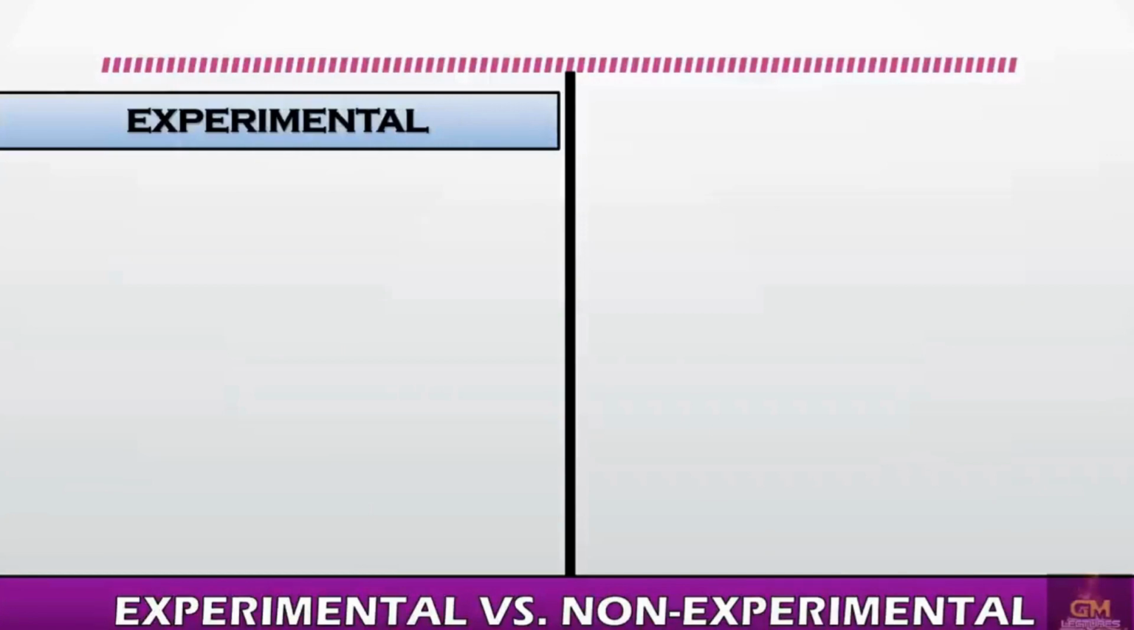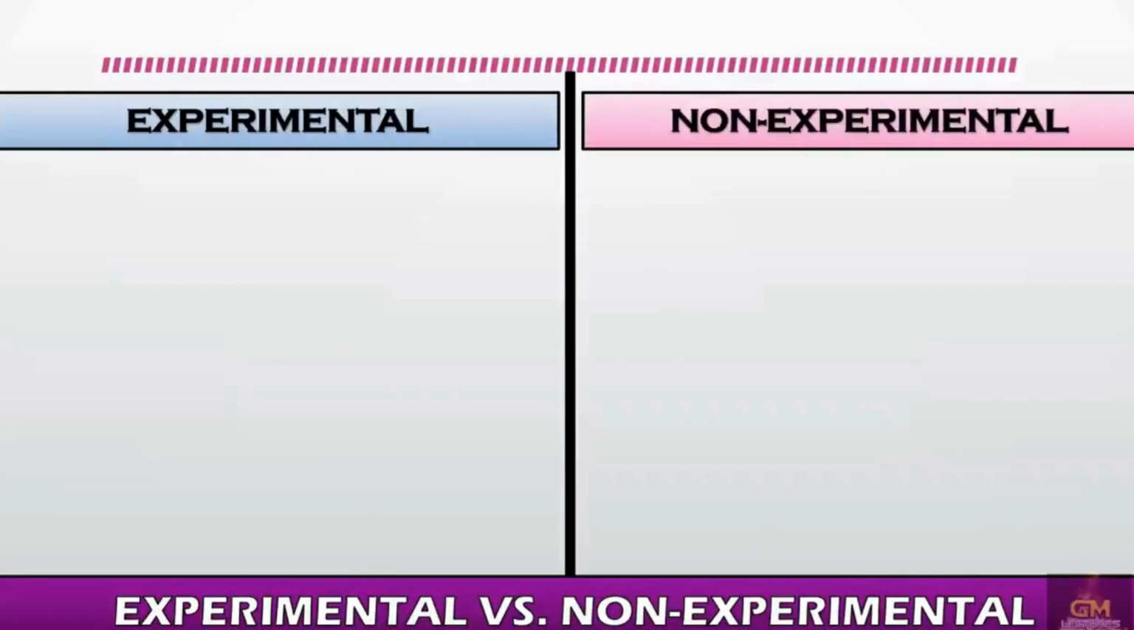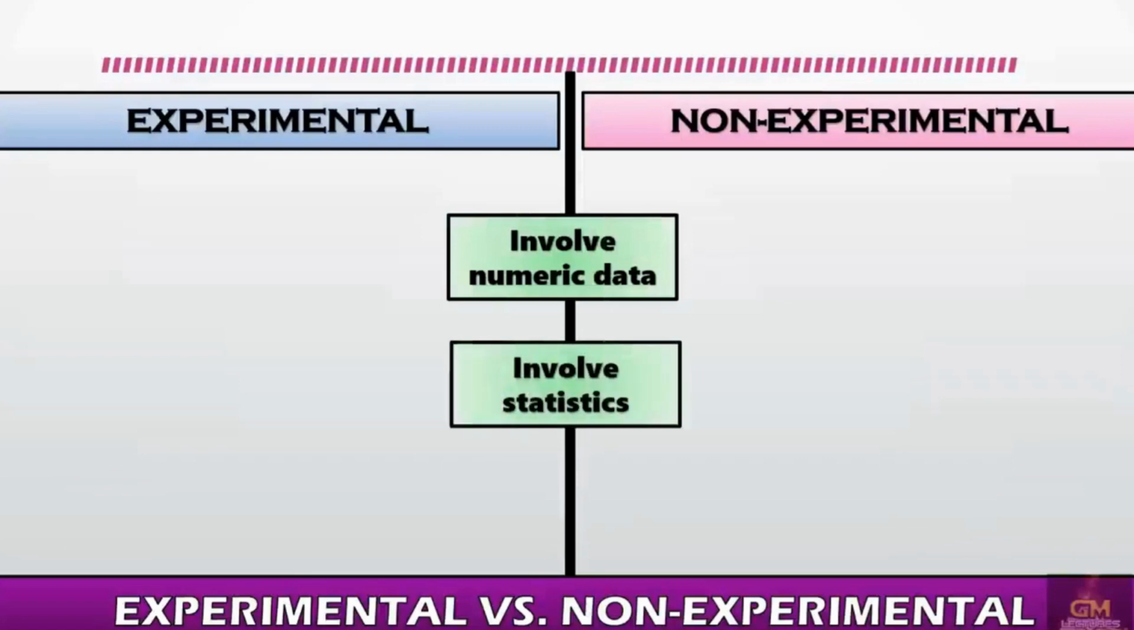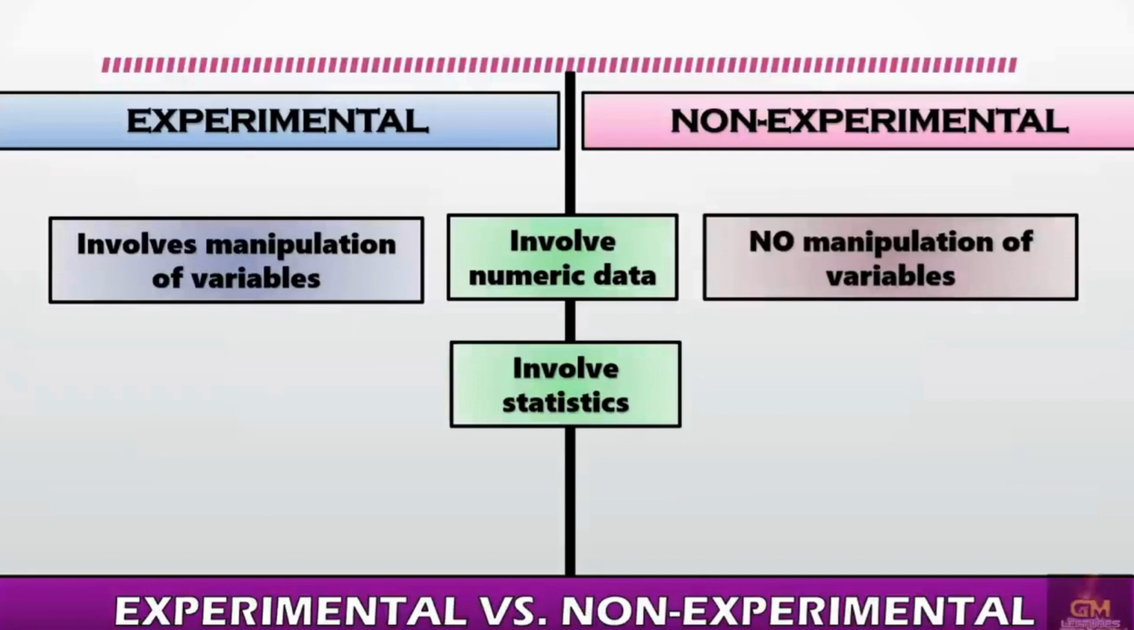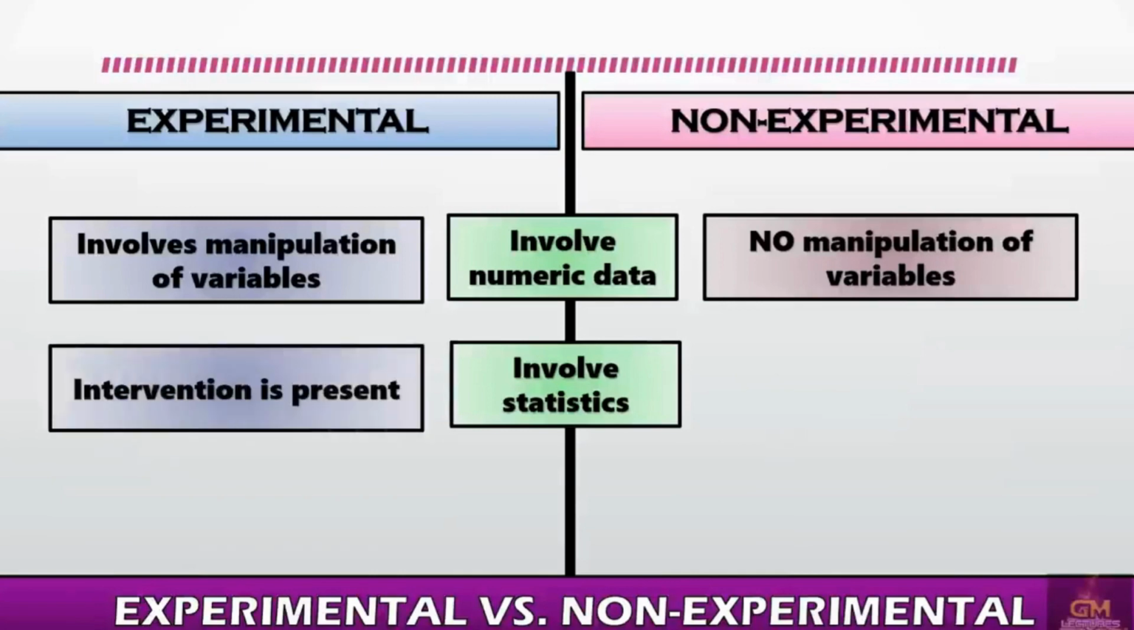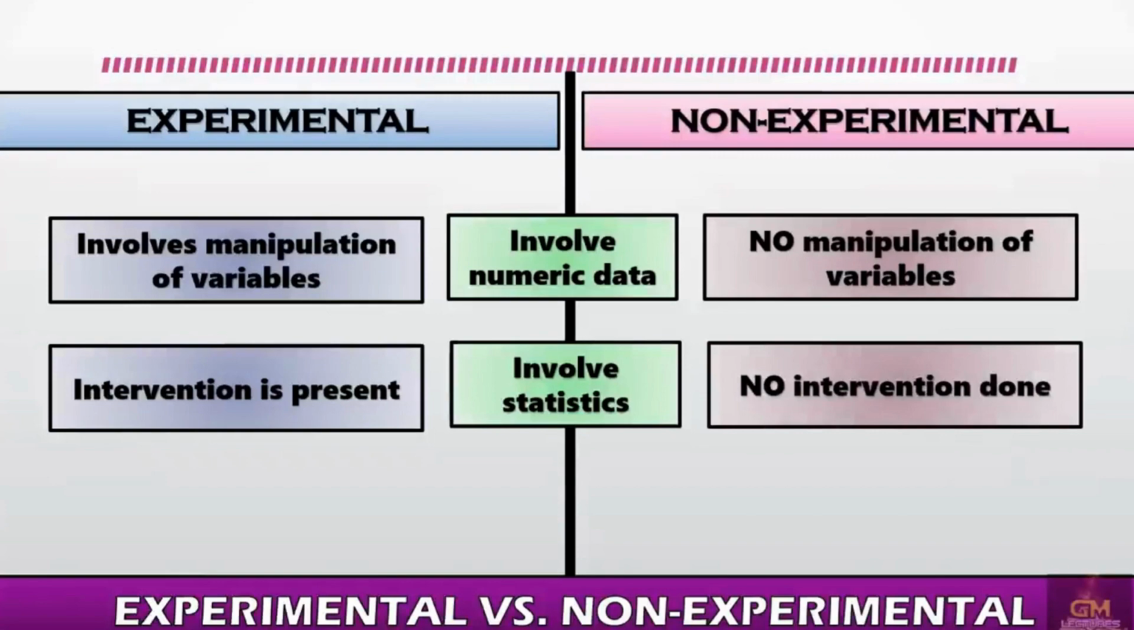And lastly, we now proceed with discussing the similarities and differences between the experimental research designs and non-experimental research designs. In terms of similarities, both experimental and non-experimental research designs involve numeric data and statistics. However, in experimental research design, there is the involvement of manipulation of variables, while in non-experimental research, there is no manipulation of variables done. Also, in experimental research, intervention is present, while in non-experimental research, there is no intervention given.